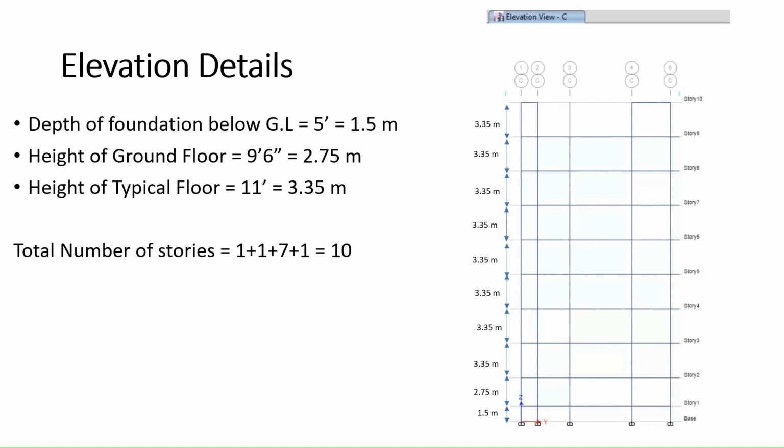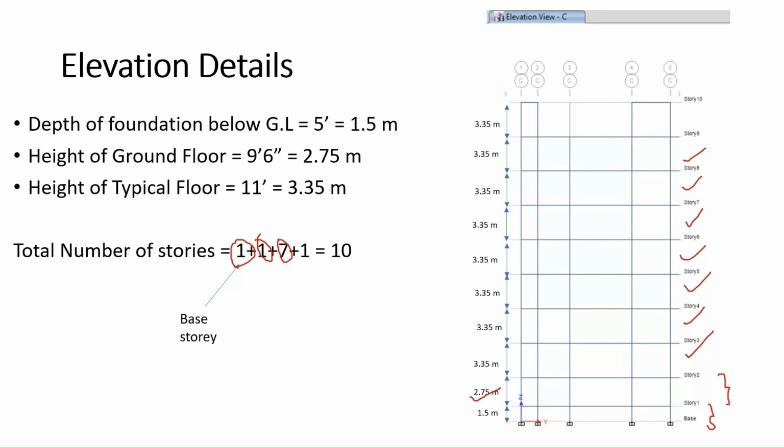So we can say that the total number of stories will be base story, which is nothing but the story which is below ground level, which is of height 1.5 meters. Then we have the ground floor, which you can see over here, which is of height 2.75 meters. Then we have 7 floors above the ground floor. Since the building is of G+7 floors, we have typical 7 floors: 1, 2, 3, 4, 5, 6 and 7. And above the 7th floor we have a staircase cabin.